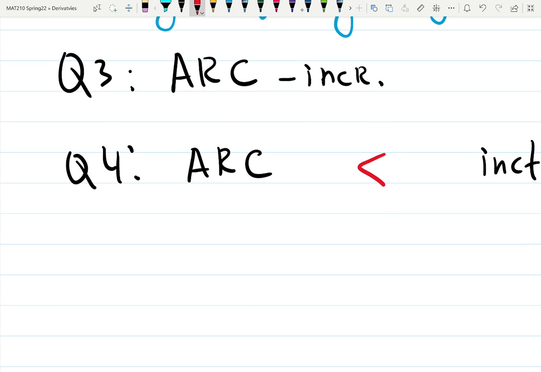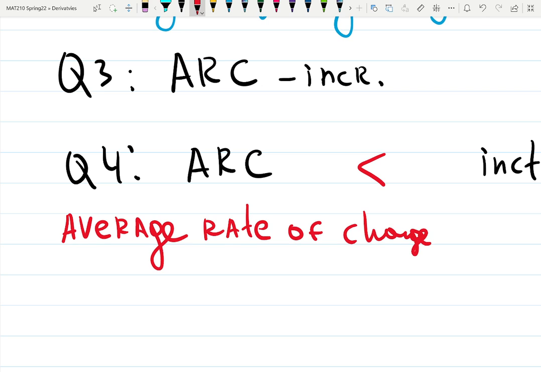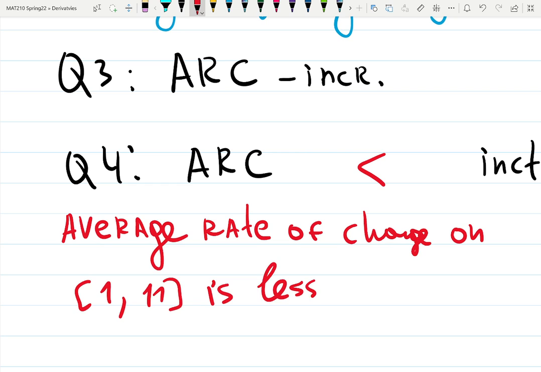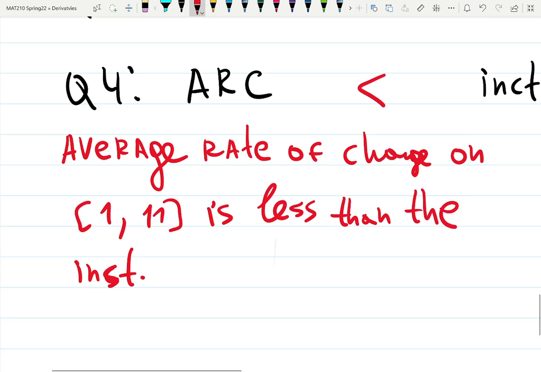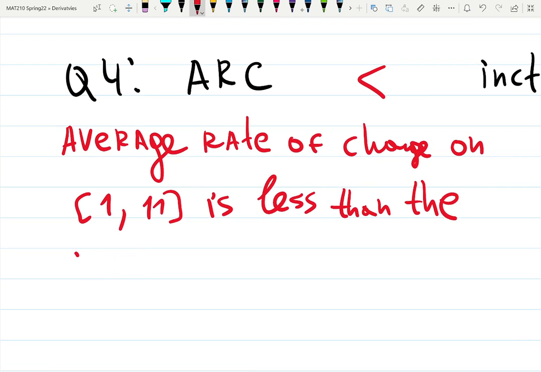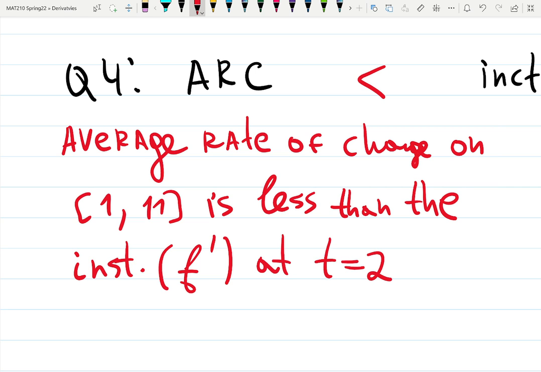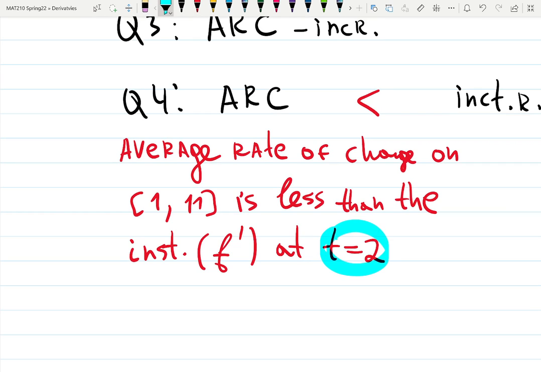The arc, the average rate of change, is slower. So let me write down for you to know. Average rate of change on the interval from 1 to 11 is less than the instantaneous rate of change. All this terminology probably is freaking you out, especially if you're tired. It's way too many words to use, especially if English is not your first language. Just remember, instantaneous rate of change is f prime. They mean derivative. Less than the derivative. At what point, though? Point matters. At t equals 2. At that point, hiking at moment 2 will be harder than the average hike in total. Does it make sense?